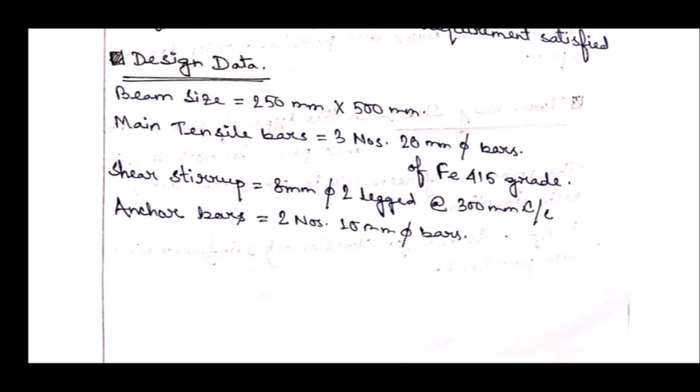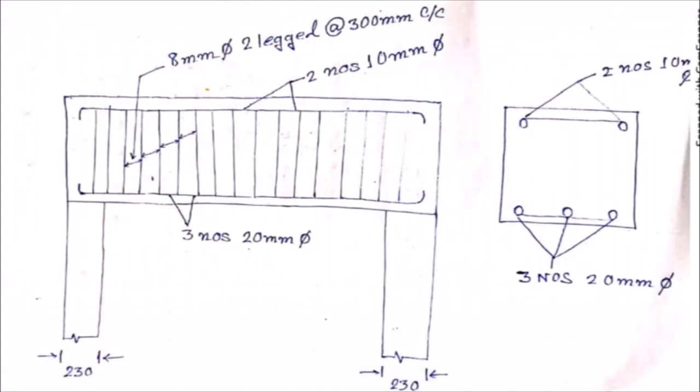From this design data we now have to draw the longitudinal section and cross section of the beam. Let's check the drawing. Now you can see on your screen the longitudinal section and cross section after the design with all design data. We have drawn here the longitudinal section showing the stirrups and the spacing of stirrups and the bearing of the wall. You should also draw the clear center to center distance of the beam, that means the effective length. In the cross section view, the tension bars are already marked. There are 3 numbers of 20 mm diameter tension bars and 2 numbers of anchor bars here. Whatever we get from the design data, we have to draw this. So just see the drawing and draw it.